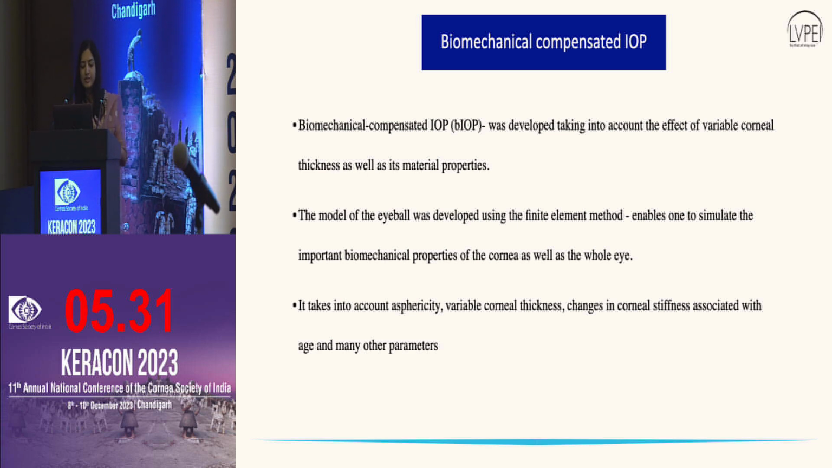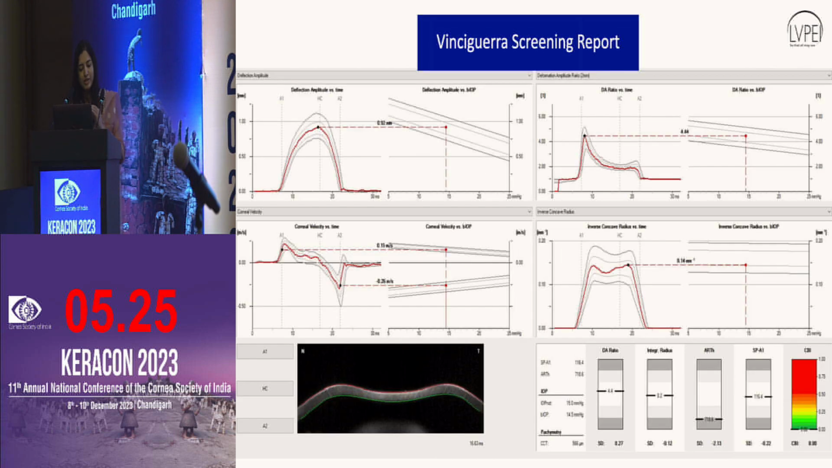And it also takes into account things like asphericity and the changes with age and systemic conditions. So this biomechanically corrected IOP is used as the Vinci-Guerra screening report. This is the second output display which you get in Corvis.